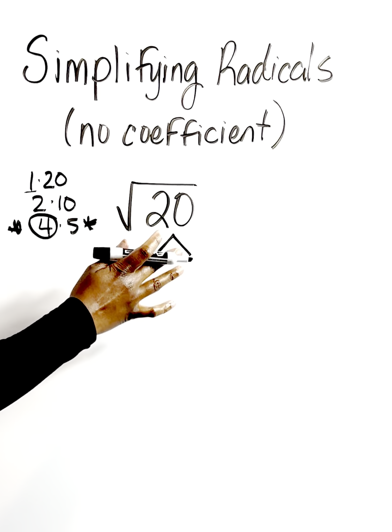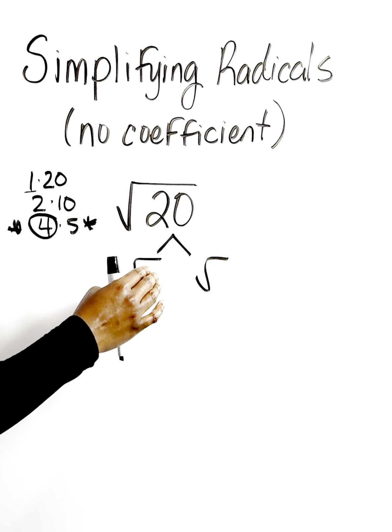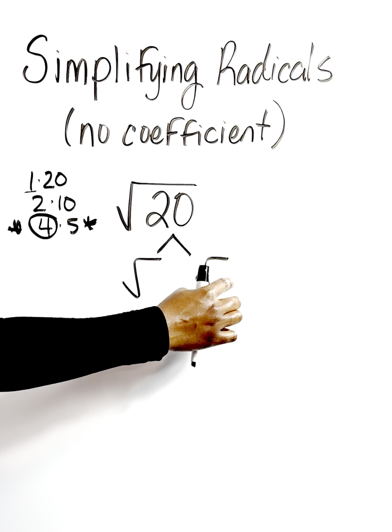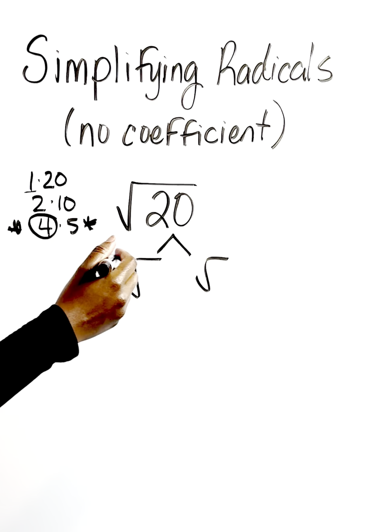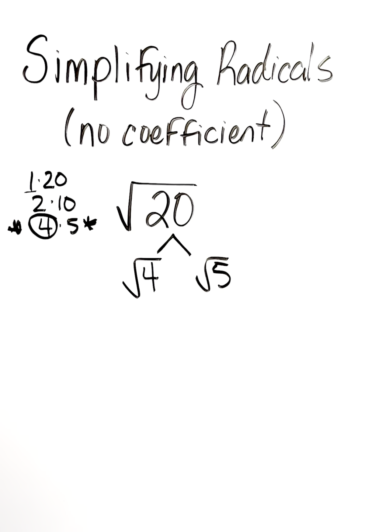So this is going to be the factor pair that I'm going to use, 4 and 5. When I rewrite, I'm always going to rewrite my perfect square first and then the pair second, so it makes it easier to simplify. So we're going to say the square root of 4 on the left and the square root of 5 on the right. The next thing we're going to do is rewrite this using multiplication, and then we're going to simplify.